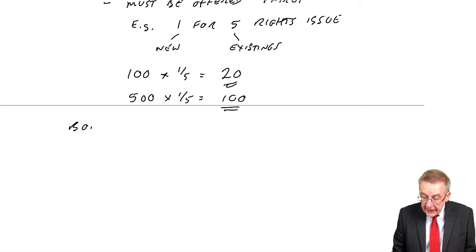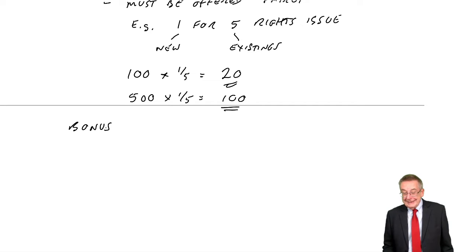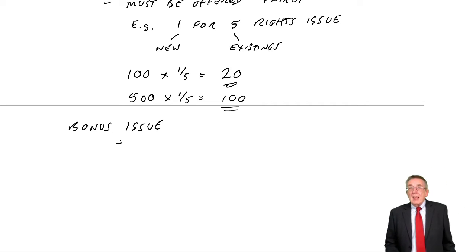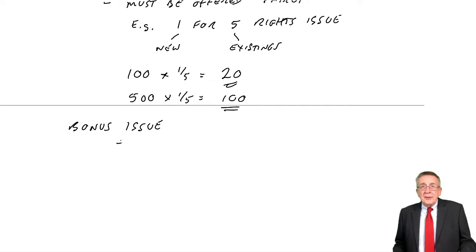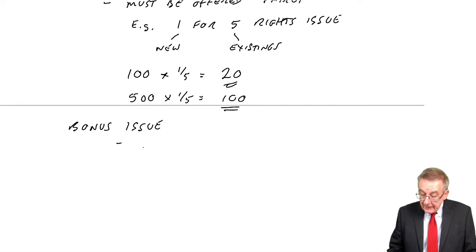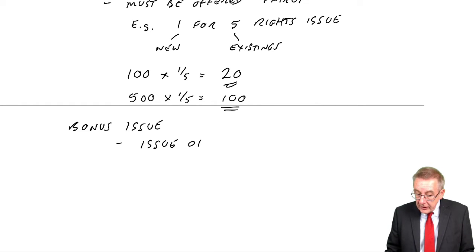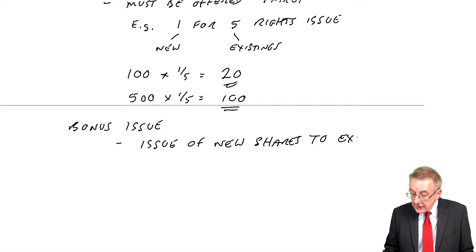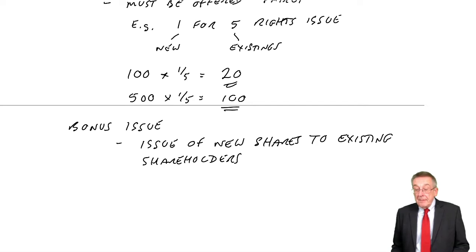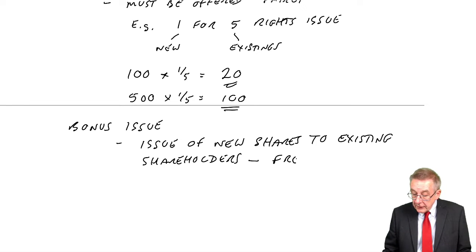The other one is going to sound very strange, but I'll explain why they might do this later. But something called a bonus issue. And this time, instead of offering shareholders the right to buy new shares if they want to, they may not want to because they have to pay for these shares, a bonus issue is an issue of new shares, again to existing shareholders, but this time they're simply given free of charge.